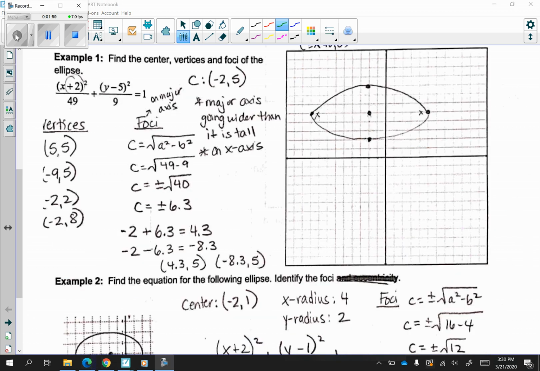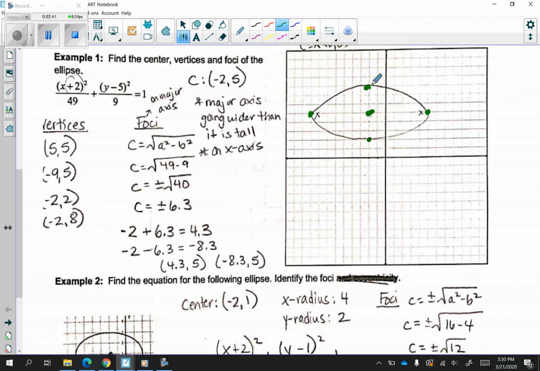Now, if you notice example 1, find the center, vertices, and foci of the ellipse (x plus 2) squared over 49 plus (y minus 5) squared over 9 is equal to 1. Notice the center is no longer (0, 0). It has been shifted. So my center is (-2, 5). Remember to flip the signs. So the first thing I would do is plot that, (-2, 5), which is here. Now the 49 is bigger than the 9, so you know my major axis is going to be on the x-axis. So I'm going to count 7 boxes to the left, 7 boxes to the right, and the square root of 9 is 3, so 3 boxes up, 3 boxes below, and there is my ellipse.